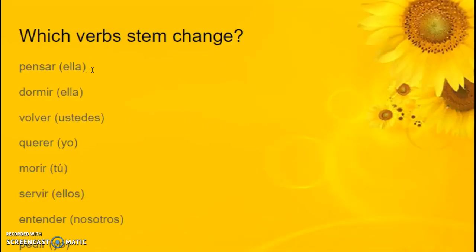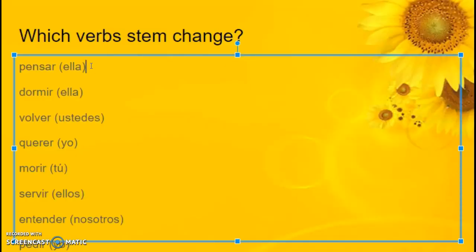So if I were to look at this whole list of verbs, which ones stem change? Pensar, no stem change because it's an AR verb. Dormir is yes, going to stem change, because it's an IR verb. And also a box is in the sandal.